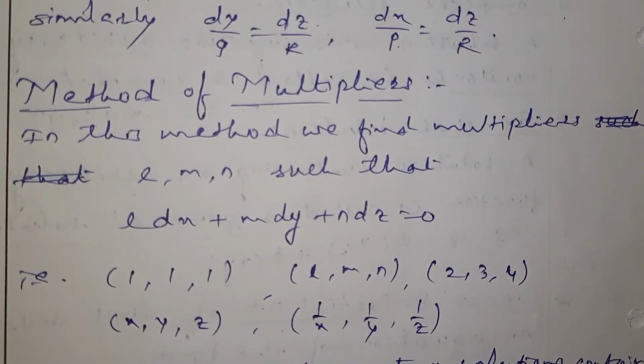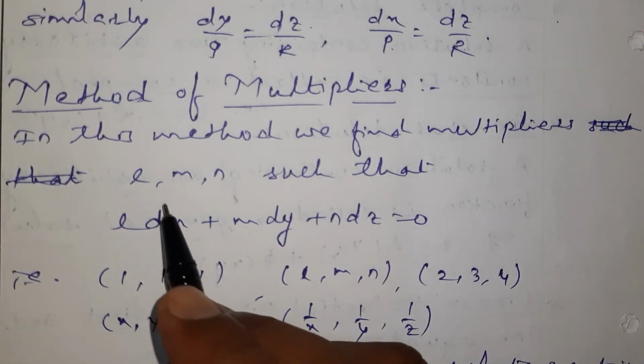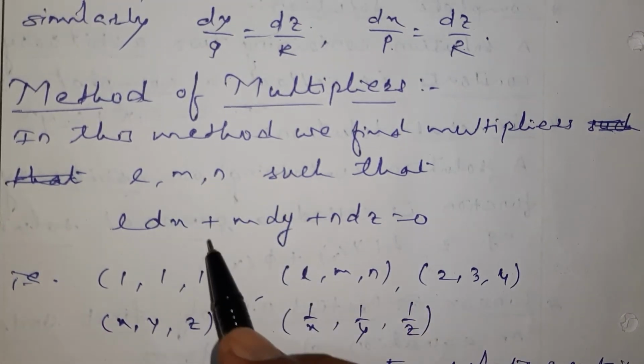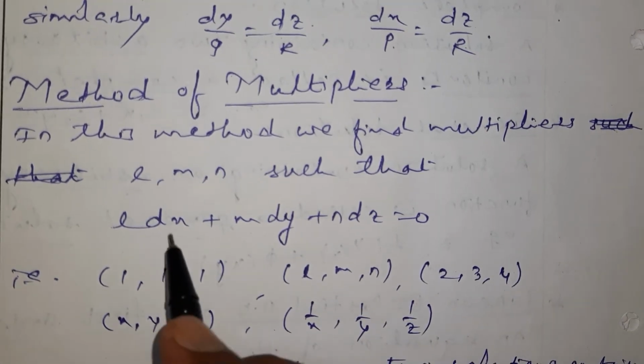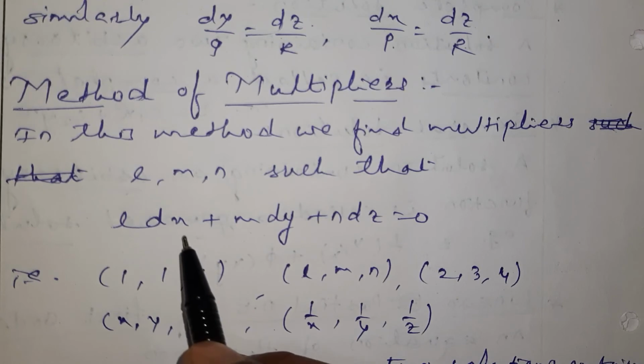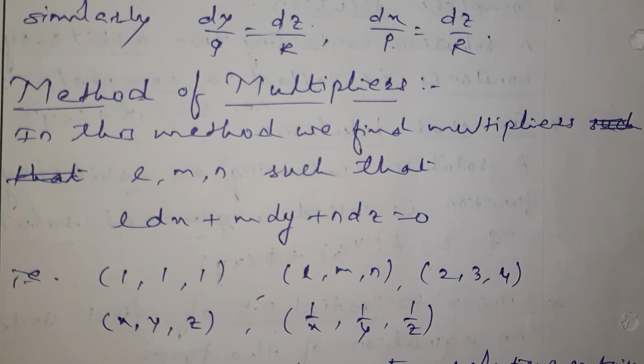Method of multipliers. Now in this method, we find multipliers, you can say the name l, m, n. The values of l, m, n may be different, such that l dx plus m dy plus n dz equal to 0. Means if I multiply those multipliers to dx, dy, dz, I get a total of 0. Then we use this method. When the grouping method is not applicable, we use the method of multipliers. And sometimes we use both methods, right?